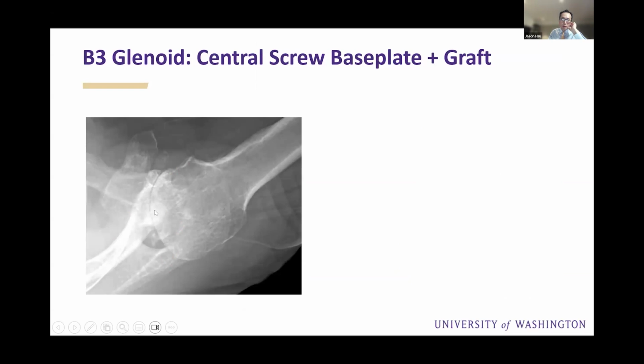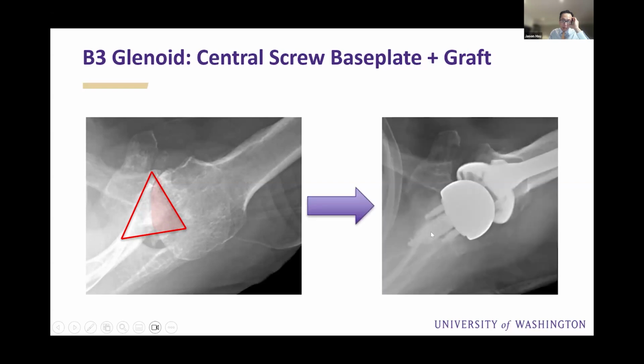So you can see this is a severe B3 glenoid where there's severe posterior erosion. Again, if you think about where the glenoid vault originally was, natively, you can see that the humeral head has eroded that away, and because the humeral head took the glenoid bone away, we can just take back the humeral head during surgery. And you can see that we placed a wedge of the humeral head back here, and we can implant a standard base plate.